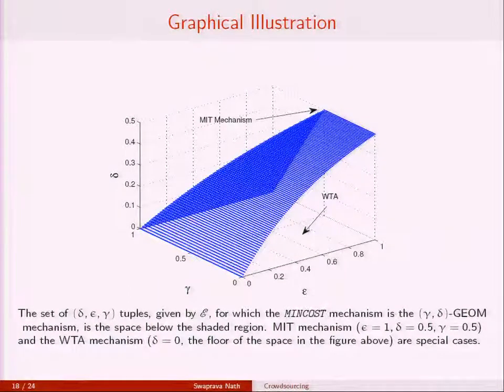And what we want to show is that the MIT mechanism is a special case of this characterization result, where your gamma is 0.5 and delta is 0.5. Now you can quantitatively say what the MIT mechanism was satisfying. It was satisfying not Sybil proofness, but an approximate Sybil proofness with the approximation factor being 1.